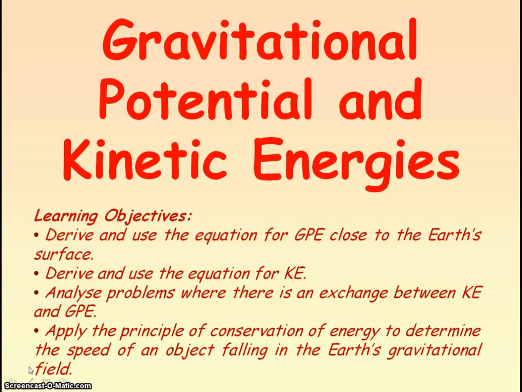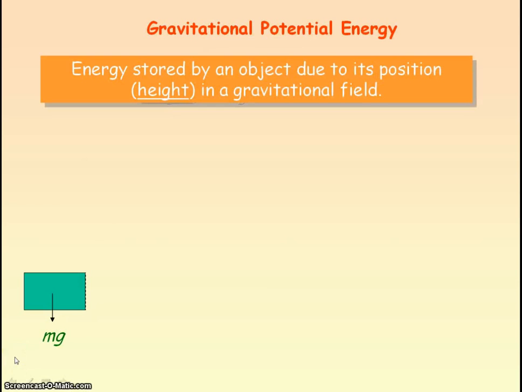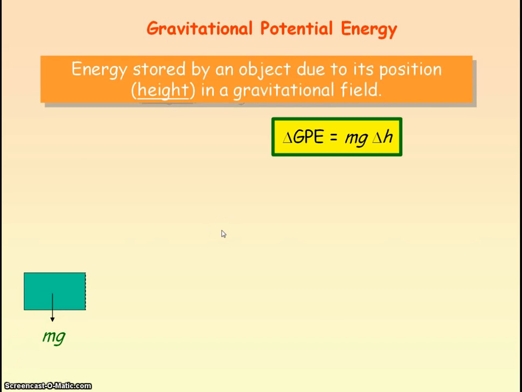We're going to be looking at gravitational potential energy and kinetic energy and the exchange between these energies. Gravitational potential energy is the energy stored by an object due to its position in a gravitational field. It is calculated by the mass multiplied by acceleration due to gravity times delta H, or the height the object moves through in this gravitational field.